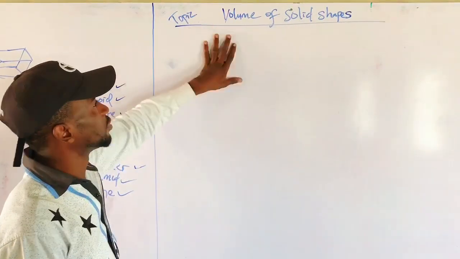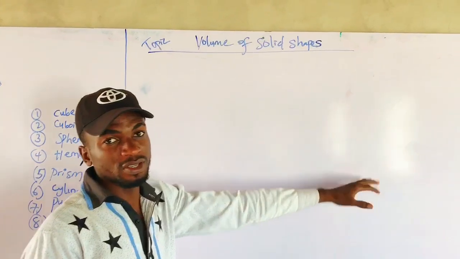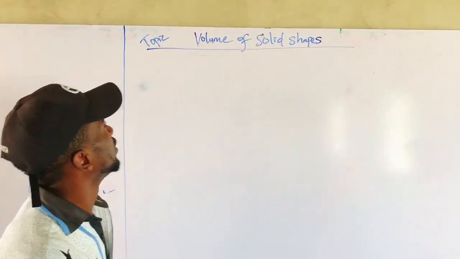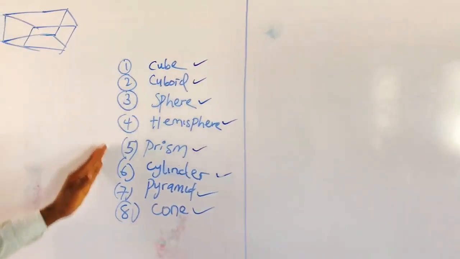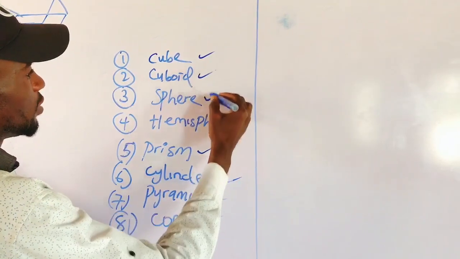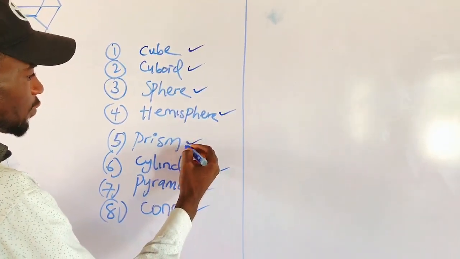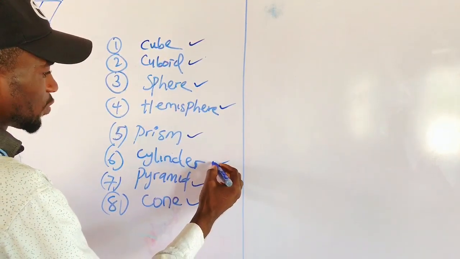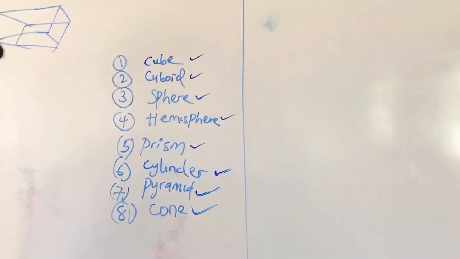In today's section, I'll be teaching you guys how to calculate the volume of solid shapes. These are the shapes we are going to be calculating their volumes. The first one is volume of a cube, the second one volume of a cuboid, the third one volume of a sphere, the fourth one volume of a hemisphere, fifth one volume of a prism, sixth volume of a cylinder, seventh volume of a pyramid, and eighth volume of a cone.